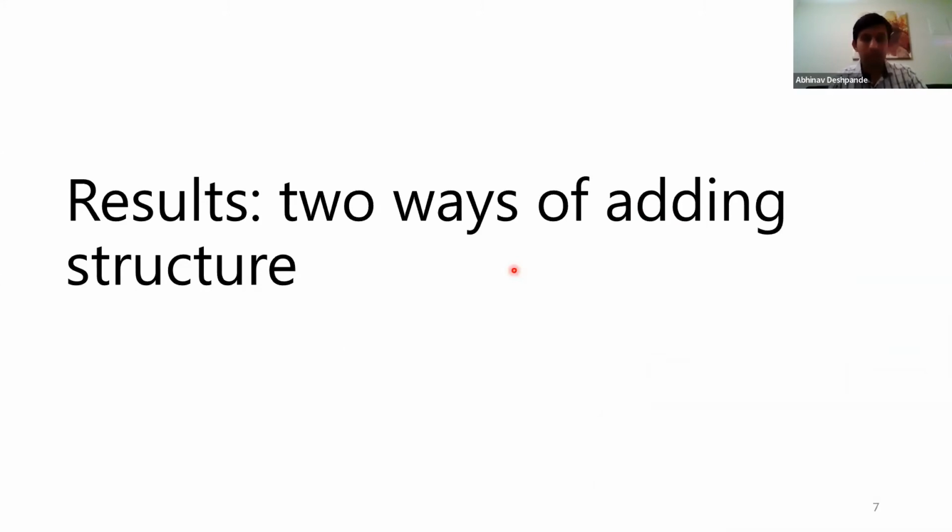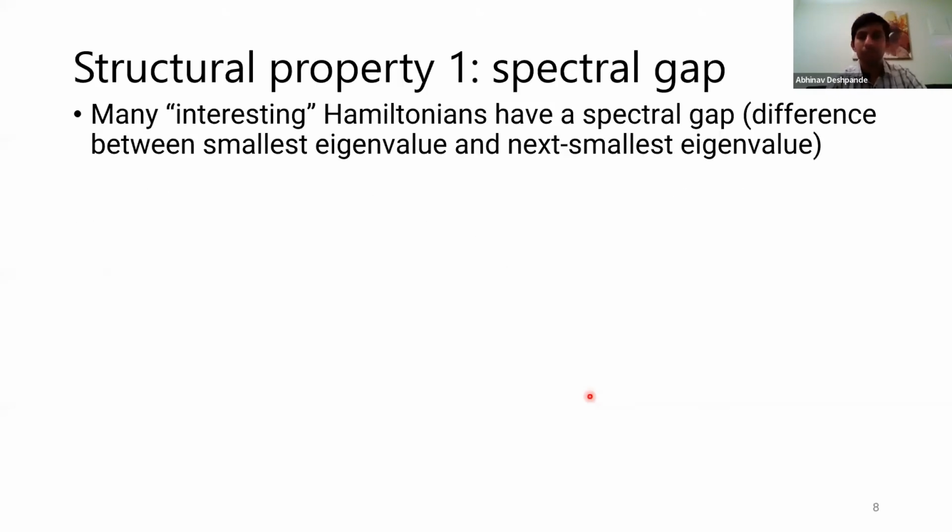So our results concern two ways of adding structure to the local Hamiltonian problem. So let's talk about what these are. The first structural property that we will study is the spectral gap. Many interesting Hamiltonians seem to have a spectral gap, which I already mentioned earlier. It's the difference between the smallest and the next smallest eigenvalue.